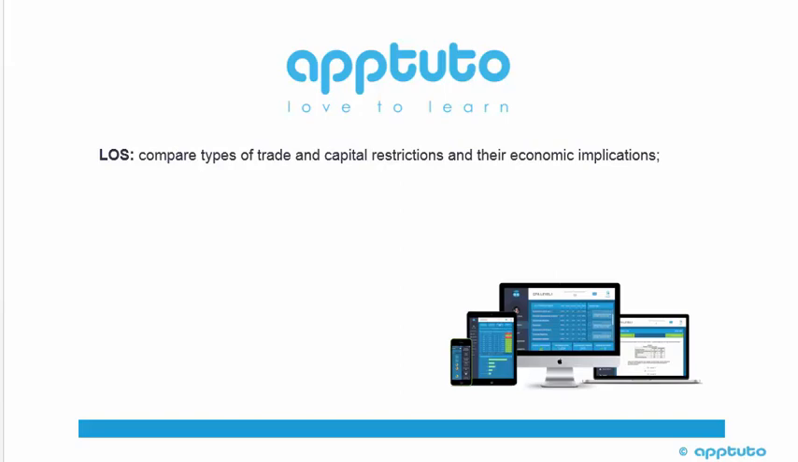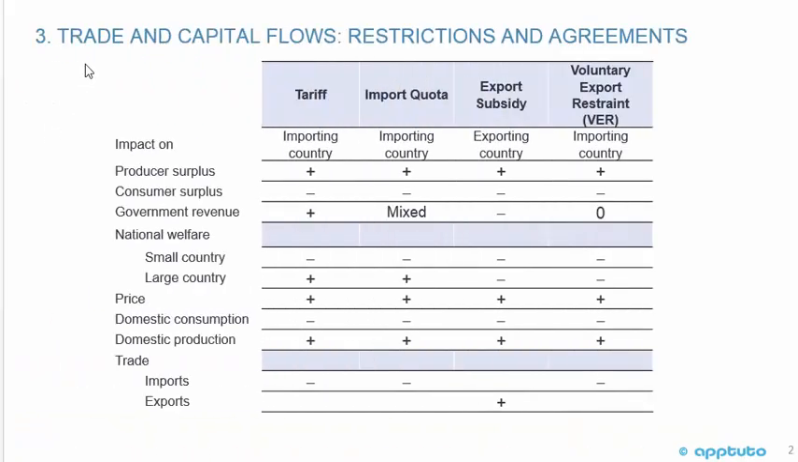This LOS is compare types of trade and capital restrictions and their economic implications. This slide is just reviewing some trade restrictions and some of the impacts, okay? And this is really a review of what we've seen in the previous LOS. So again, some trade restrictions in terms of a tariff, import quota, export subsidy, or voluntary export restraint.